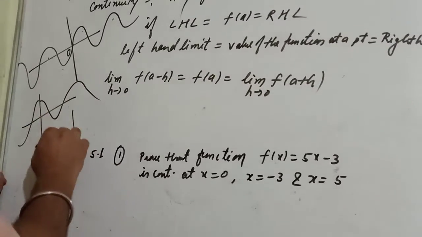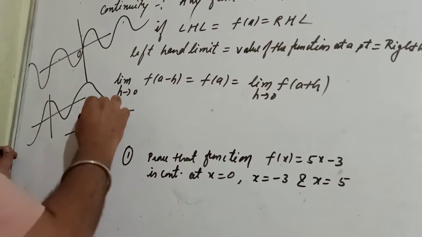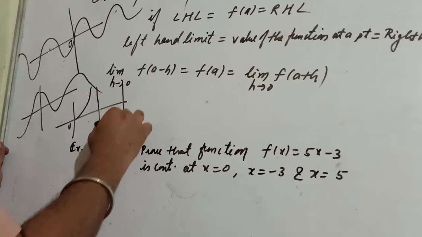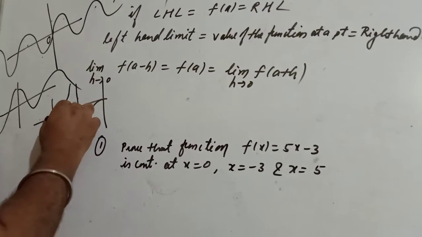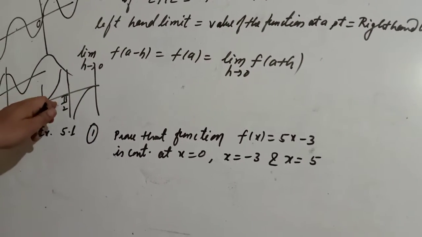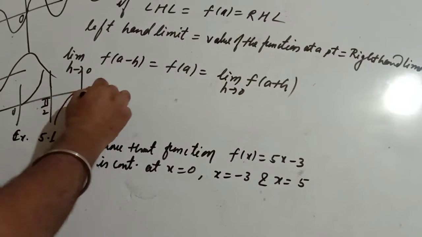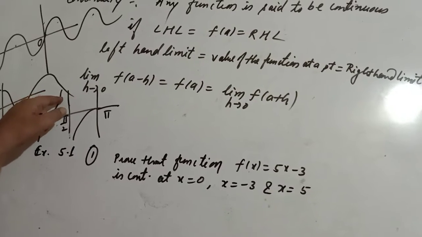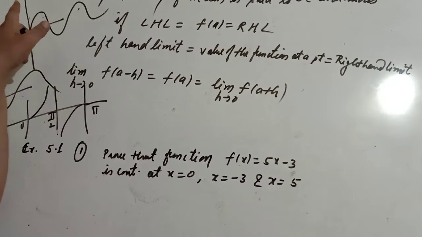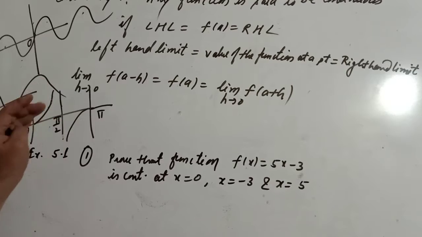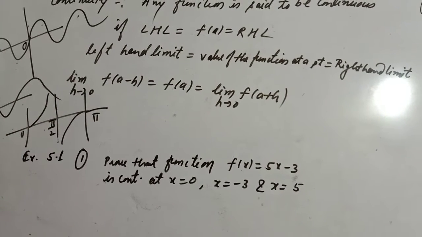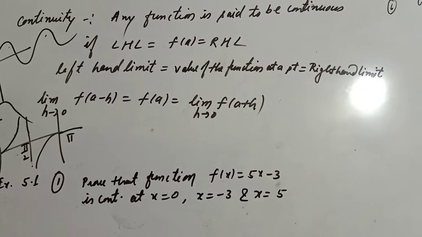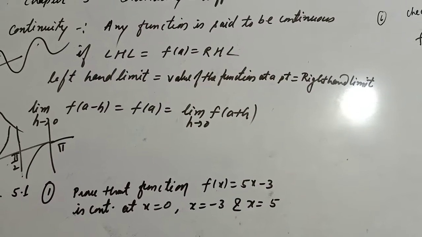But tan x is continuous in the open interval 0 to pi by 2. If you take 0 to pi by 2, and then talk about 0 to pi, it is discontinuous because the curve breaks here. Tan 90 is plus infinity, and more than 90 it is minus infinity. So remember that if we talk about continuity, it means the graph of that function does not break.